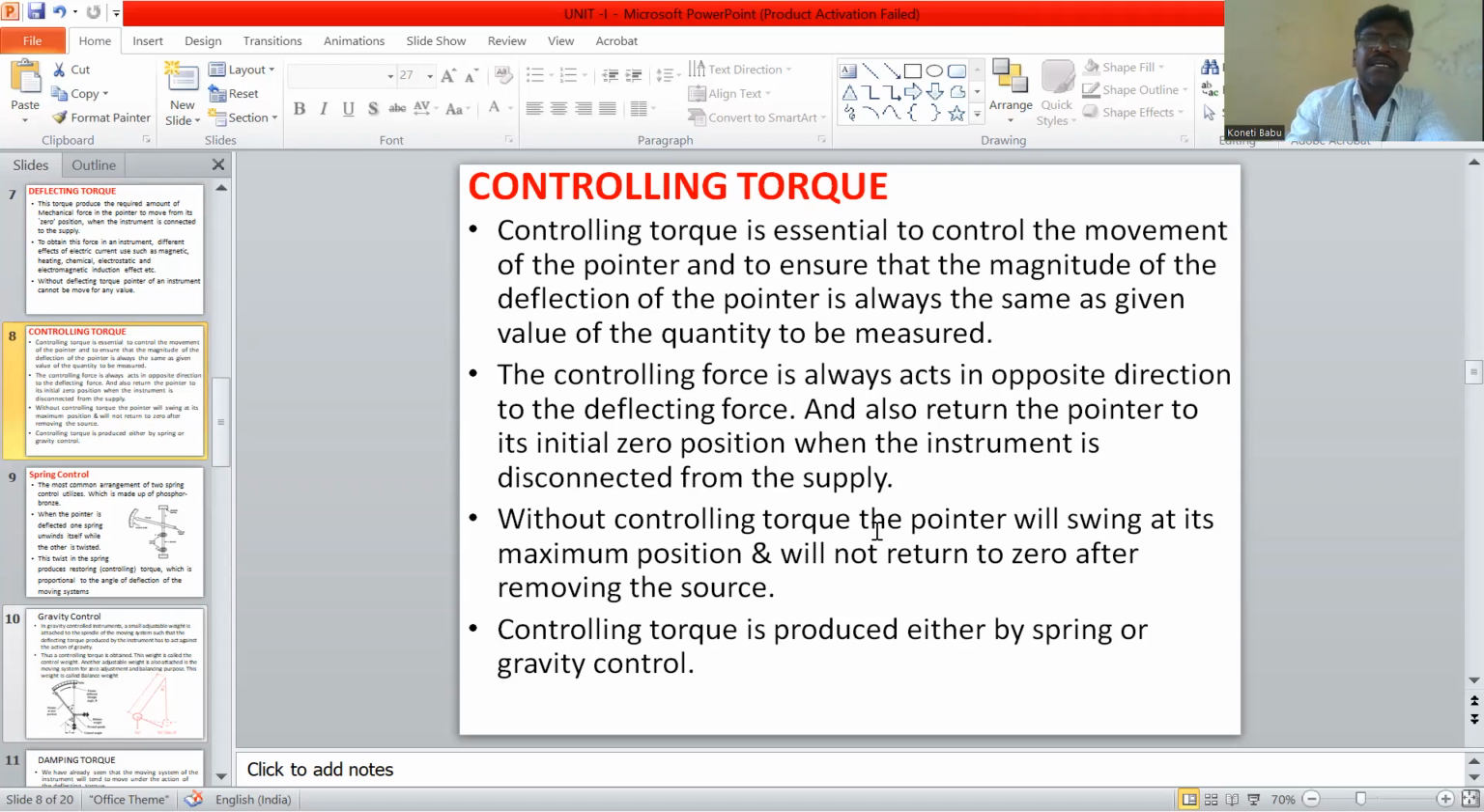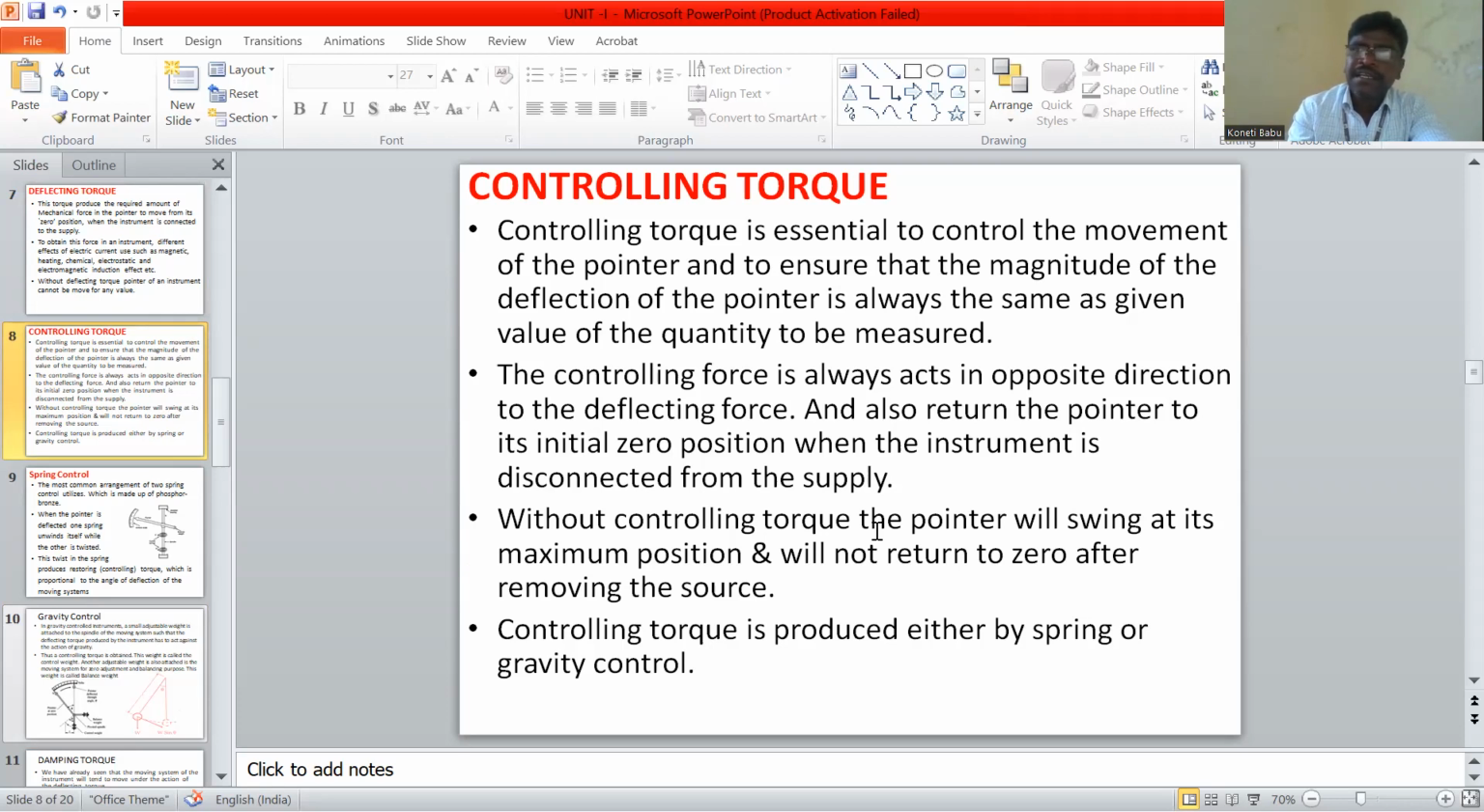Okay, controlling torque is essential to control the movement of a pointer and to ensure that the magnitude of the deflection of the pointer is always the same as the given value of the quantity to be measured. The pointer will be deflected proportional to that magnitude value. After deflecting, the pointer would go to infinity, the maximum position. It does not stop at the measured value.